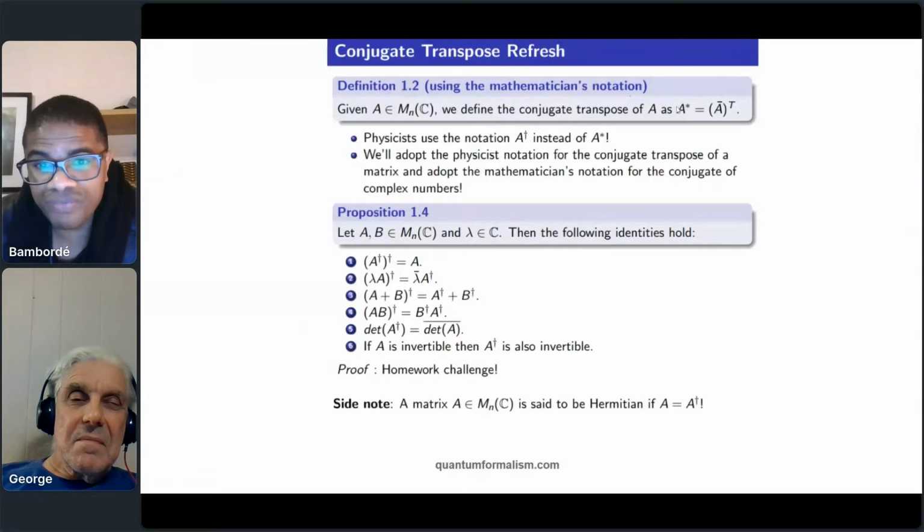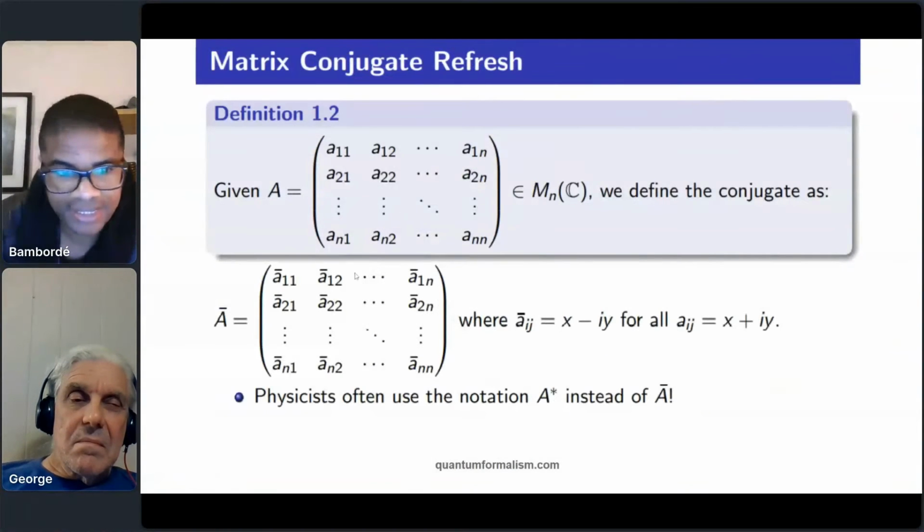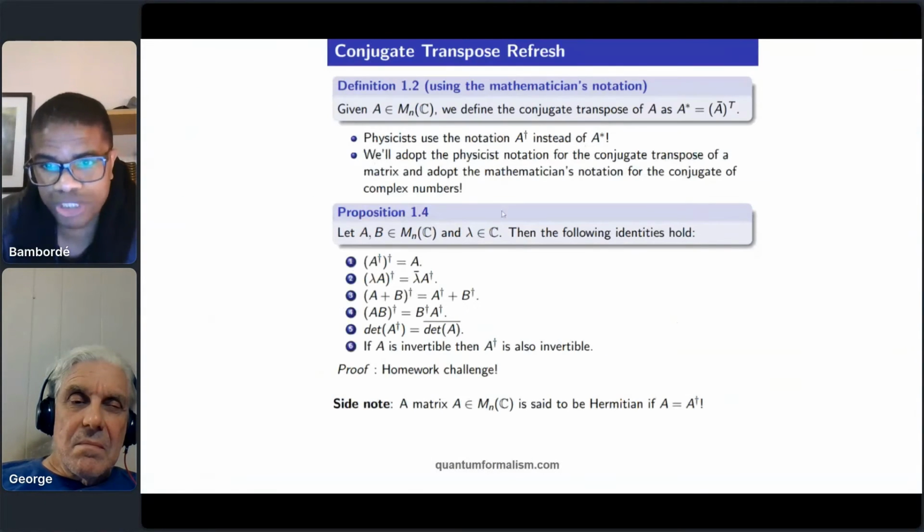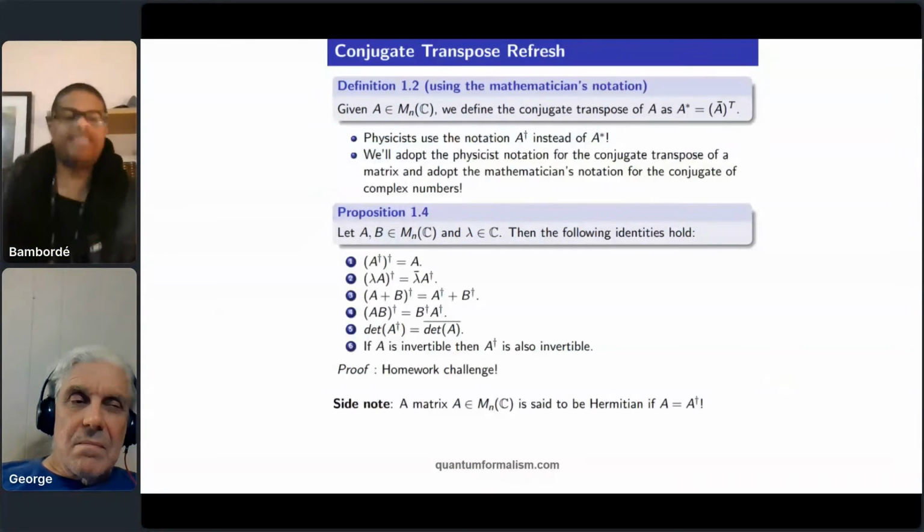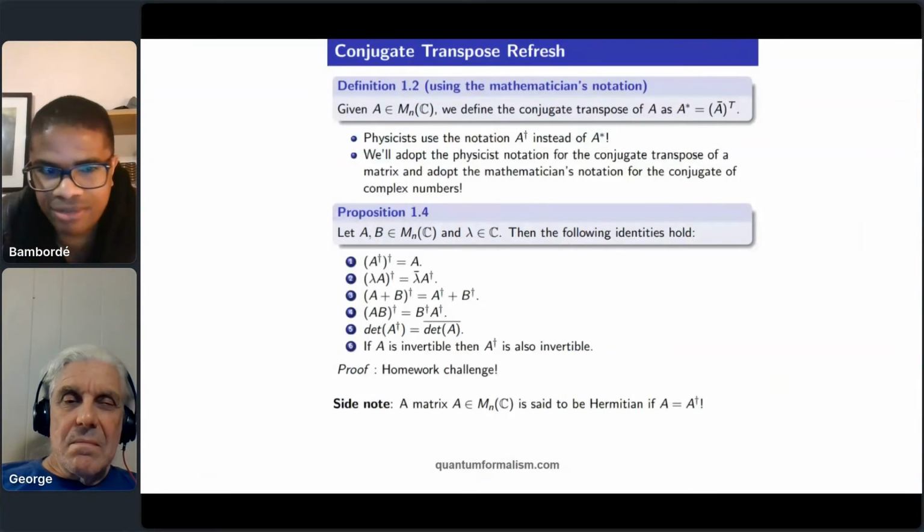So the conjugate transpose is essentially this. You take A, take the conjugate of the entries, and then you transpose it. It doesn't matter how you do it. You could also transpose it and then take the conjugate. It means the same thing. The final matrix will be the same.